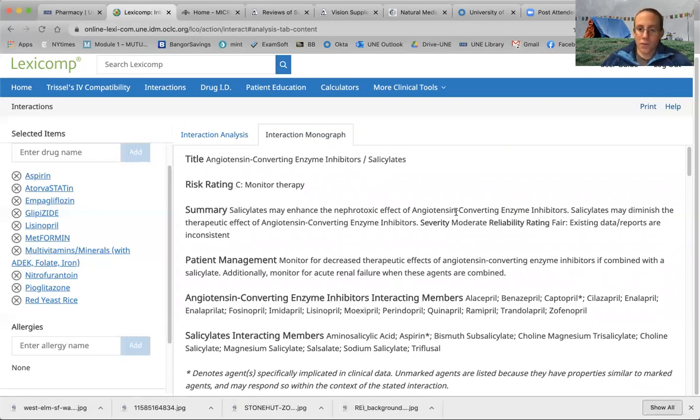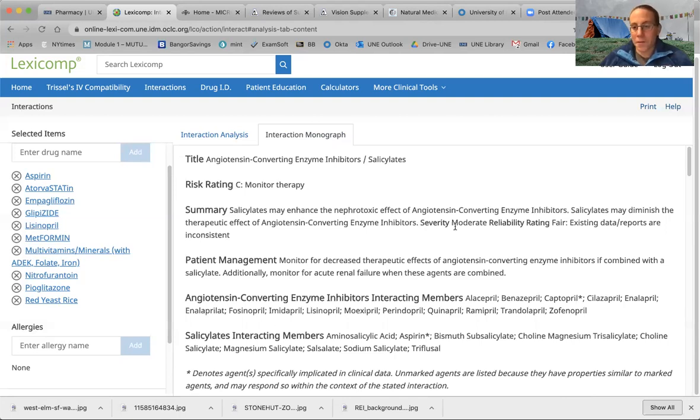Salicylates may enhance the nephrotoxic effects of ACE inhibitors. Salicylates may diminish the therapeutic effect. So we kind of know this, right? We know that NSAIDs or salicylates, aspirin being within this same class, and ACEs both affect our renal perfusion. We've talked about this a couple times in IGL and the renal module. And so that's not uncommon.